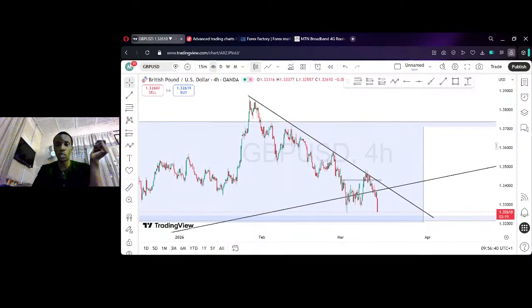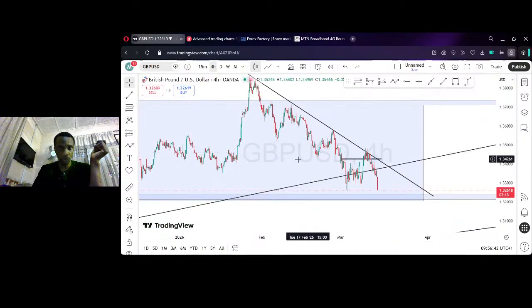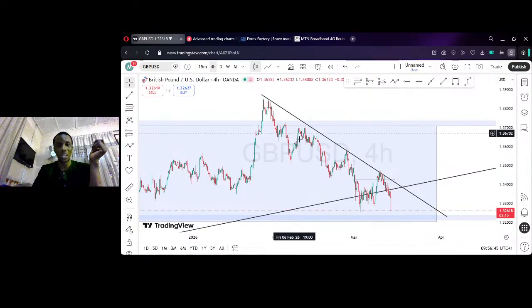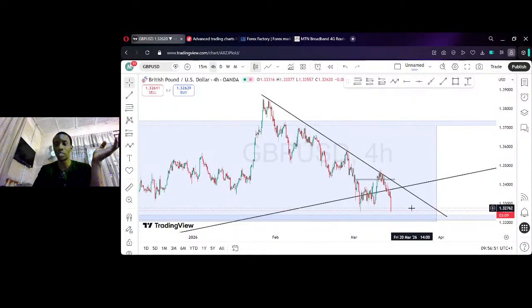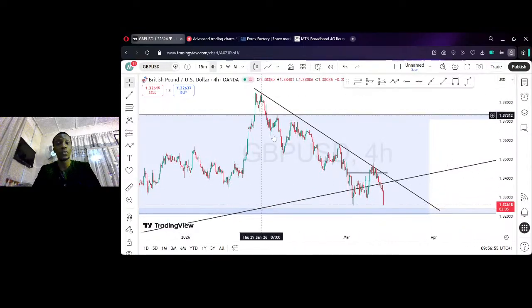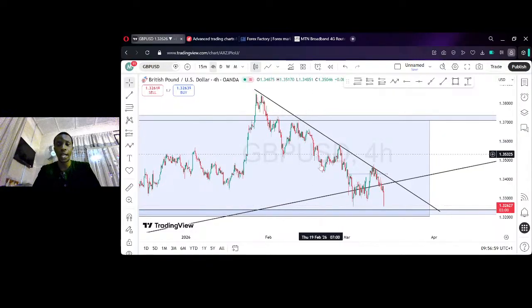Now on GBP/USD as well, as you can see, we have a beautiful trend, a beautiful sell-off here. The sellers had strong momentum to the downside and pushed the price down. Right here we have a lower low, a lower high, lower low, lower high, and so on, repeatedly.